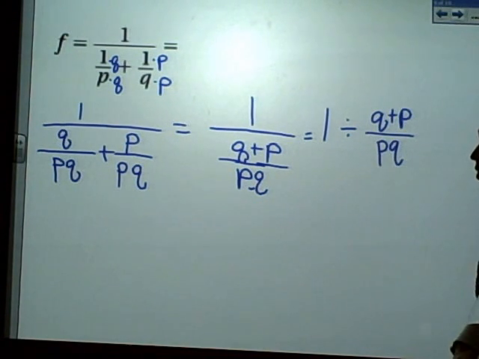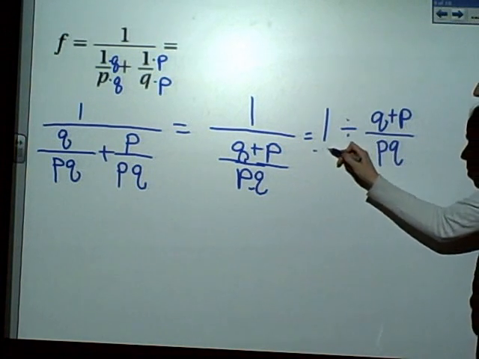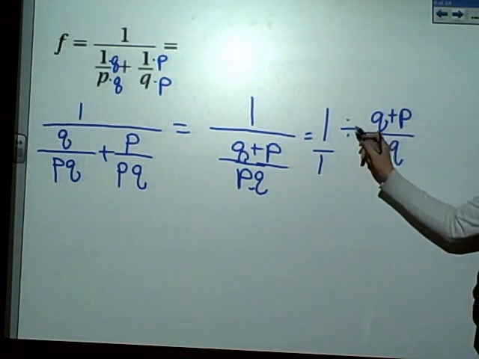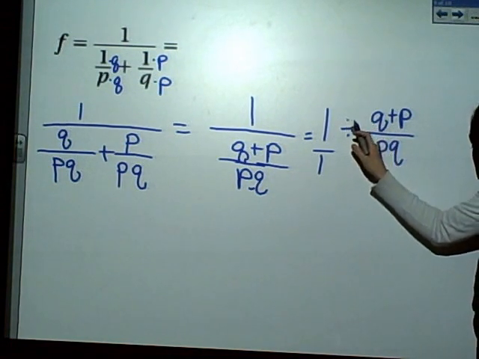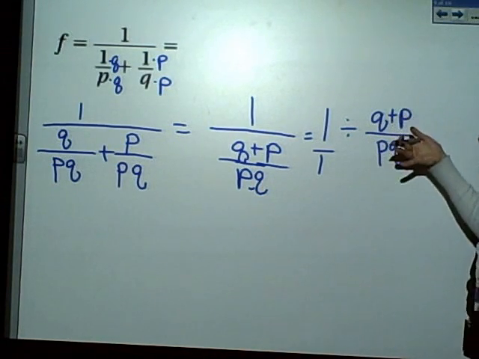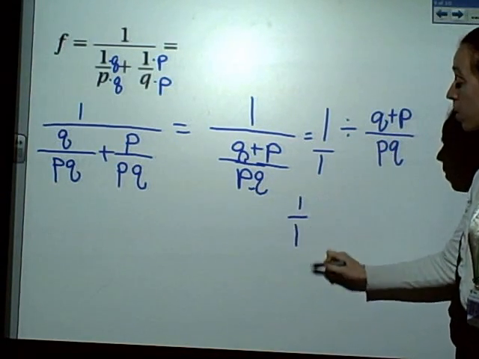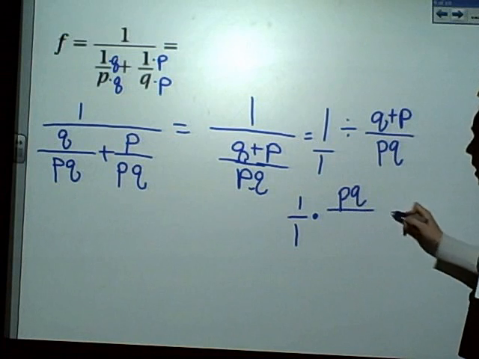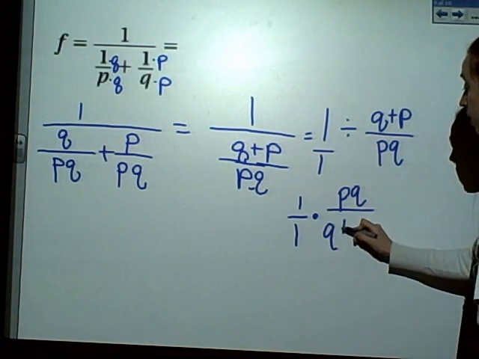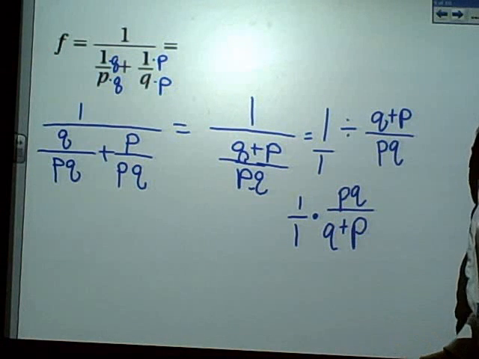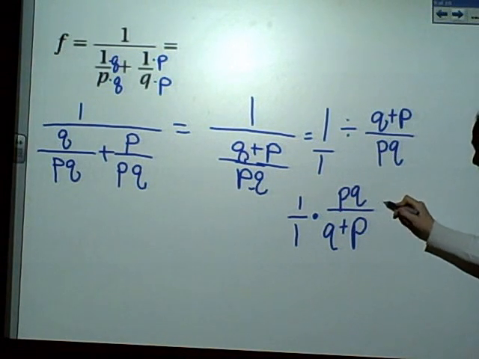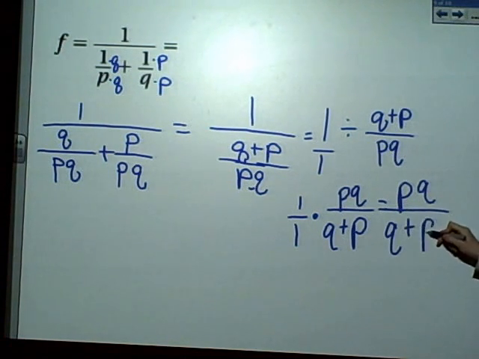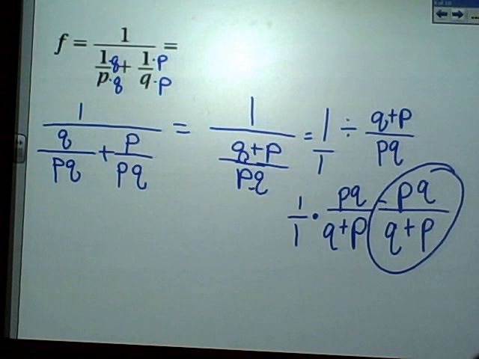Now I kind of know what to do here a little bit. I can make this 1 into another fraction, 1 over 1. Now it looks just like the other problem. Instead of dividing by a fraction, I want to multiply by the reciprocal of the second one. So we're going to go 1 over 1 times, and I'm going to flip it. PQ was on the bottom, now it's on the top, over Q plus P. And when we multiply by 1, we just end up with that one anyway. So we'll say PQ over Q plus P is my final answer.